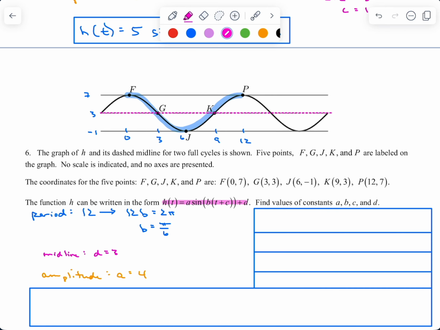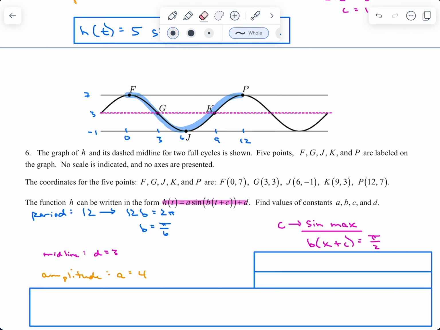If I do that, then I'm going to set up my sine max to figure out that C value. Normally that's going to be B times x plus C equals pi over 2. But here I'm going to plug in the pi over 6 for B, and I have 2 choices. I can either plug in the 0 from my maximum at F or the 12 from my maximum at P. I went ahead and plugged in 0 because I like 0 a lot more.